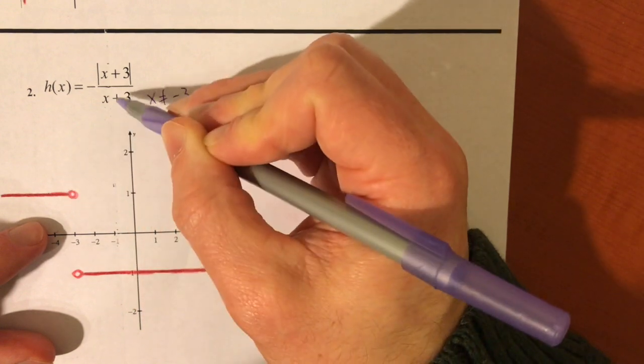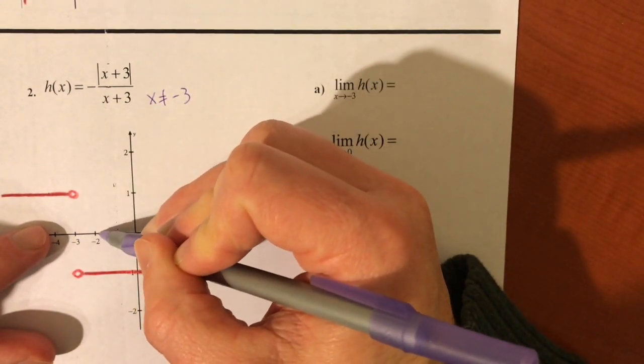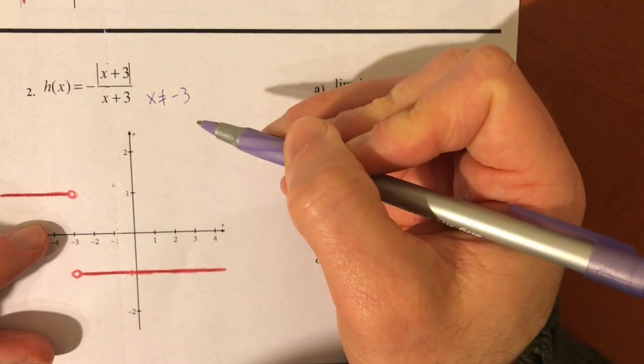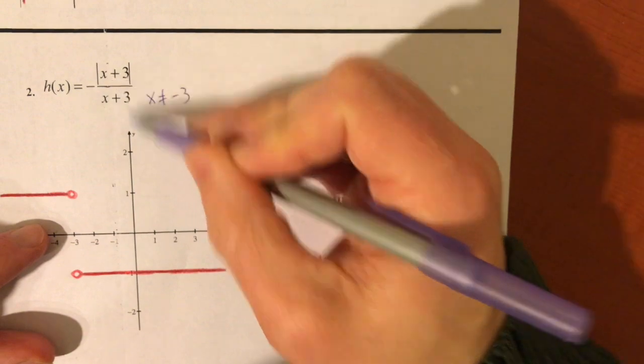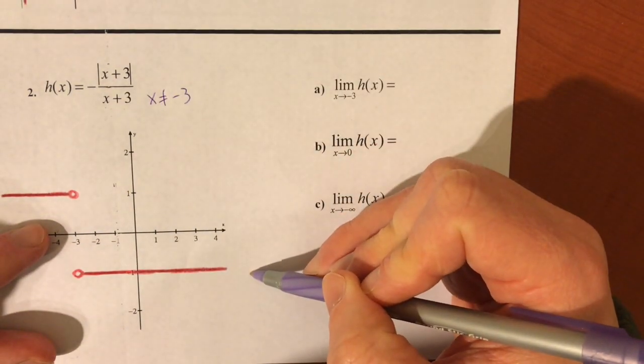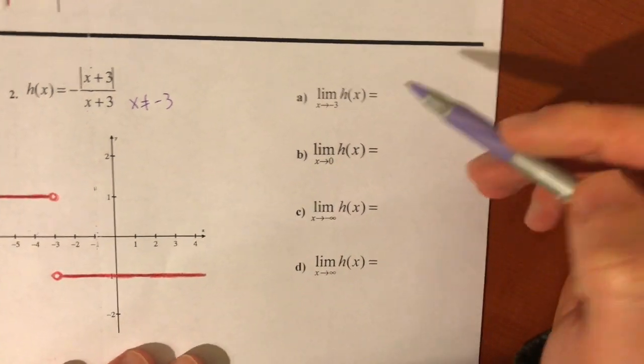-3.0001, plug that in, you're going to get +1. Anything to the right of -3, -2.9999999, you're just going to get -1 from. If you plug in 1,000, you're still going to get -1. So it's kind of an interesting little quirky function.